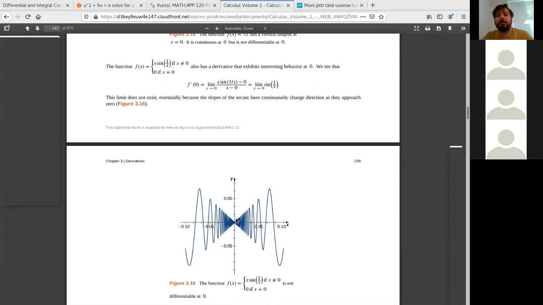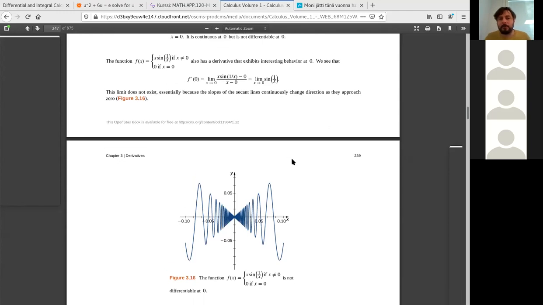So this is an example of what we call the fractal behavior of a function. It doesn't have a derivative at 0. The reason is that the difference quotient takes more and more different values when we get closer and closer to 0, because it's like the limit as x goes to 0 of 1 over sine of x. It's weird. Okay.